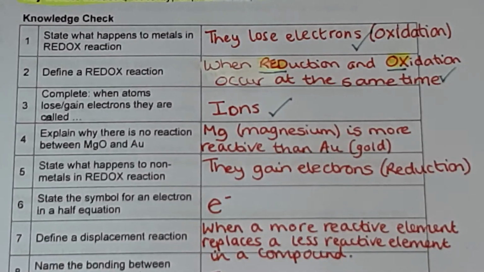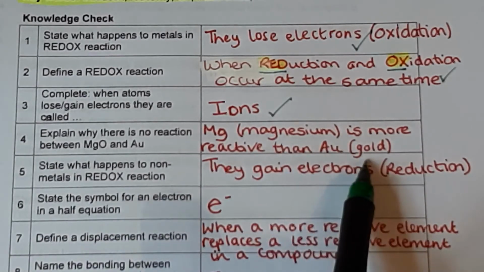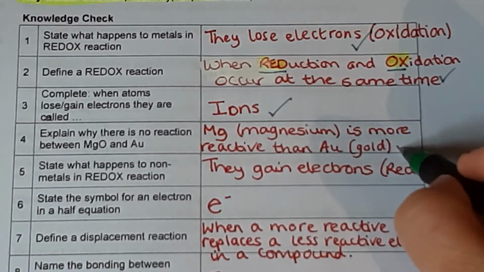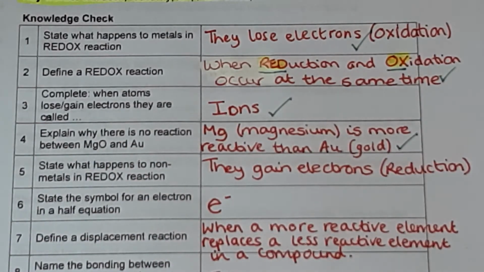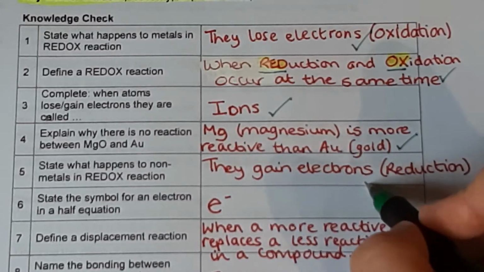Question 4. Explain why there is no reaction between MgO, magnesium oxide, and Au, gold. And that is because Mg, that's magnesium, is more reactive than Au, gold, so the gold can't take the oxygen away from the magnesium. Question 5. State what happens to nonmetals in redox reactions. Well, they gain electrons, or you can write reduction occurs.